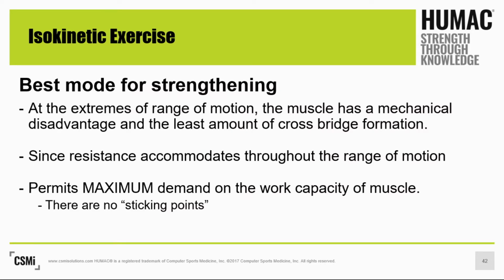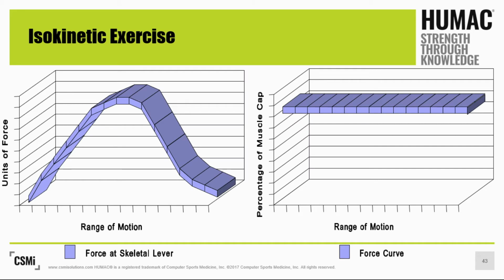When we're talking about the mode of exercise, isokinetic is the best mode for strength training. At the extreme ends of the range of motion, the muscle is at a mechanical disadvantage due to the changes of lever arm as well as a reduced amount of cross-bridge formation in the sarcomere. But because the machine will accommodate the resistance to match the patient's level of effort, the muscle can be exercised at a maximum demand throughout the range of motion, so it eliminates any sticking points that can occur with traditional isotonic training. This is a slide that John created early in his career that demonstrates the point.